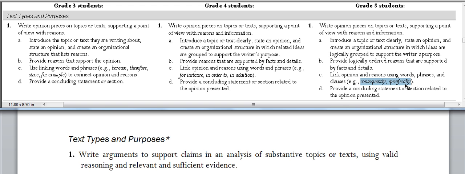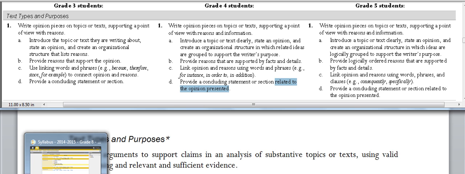The standards do not specify after grade level 5 which transitional words or phrases you should try to instill in your children and help them to make a part of their vocabulary, but transitions continue to be a part of the standards. Item D across the board is related to a concluding statement or section. In grade level 4, it needs to be related to the opinion presented. Grade level 5 as well, of course.